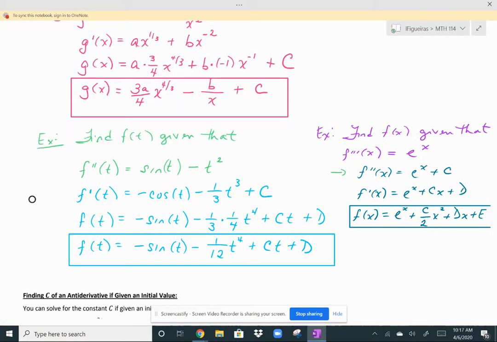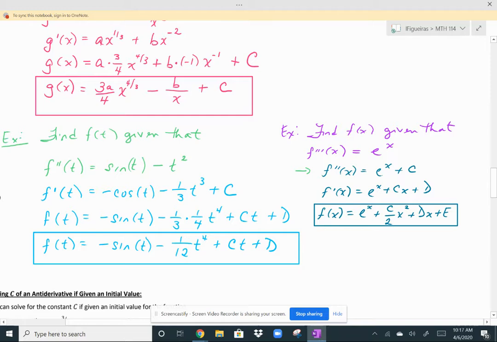Now you take the antiderivative of f double prime to get f prime, which is right here. So f prime of x is e to the x plus cx plus d. Again, introducing another constant. Now we have to take the antiderivative one more time. So we get the answer right here.